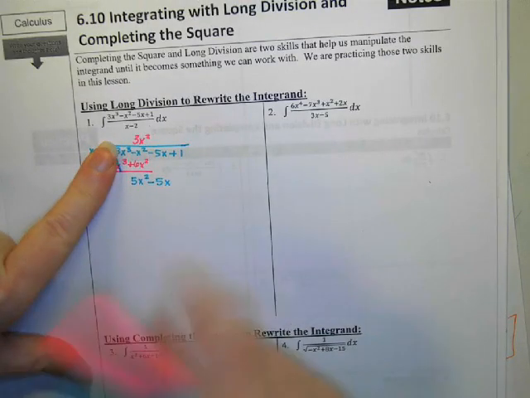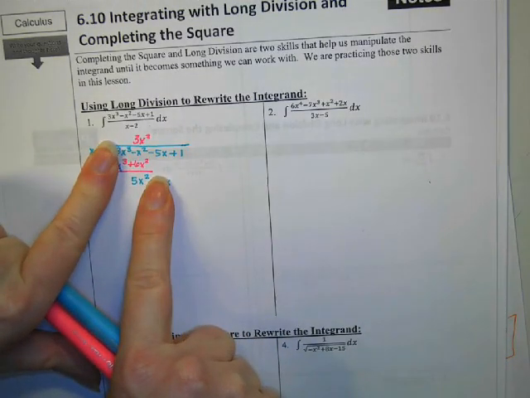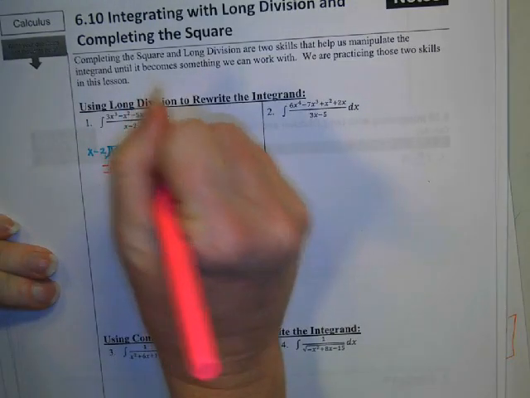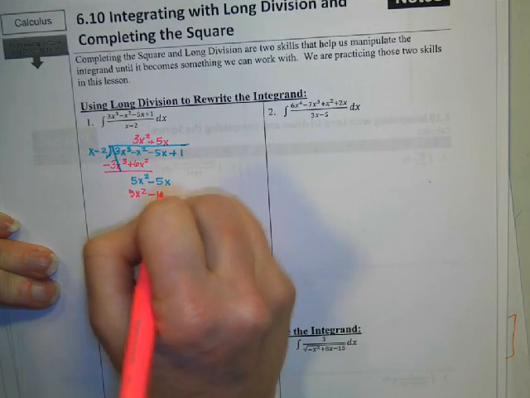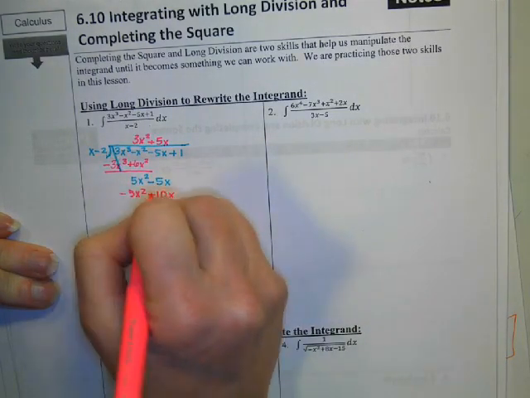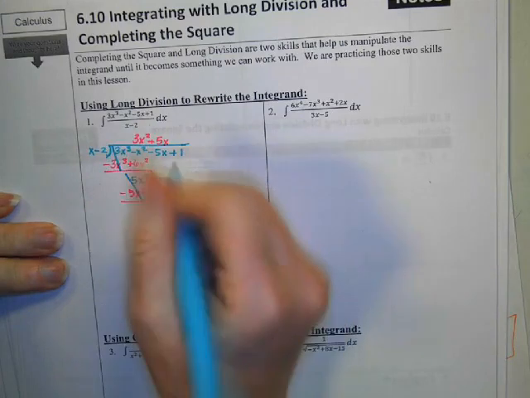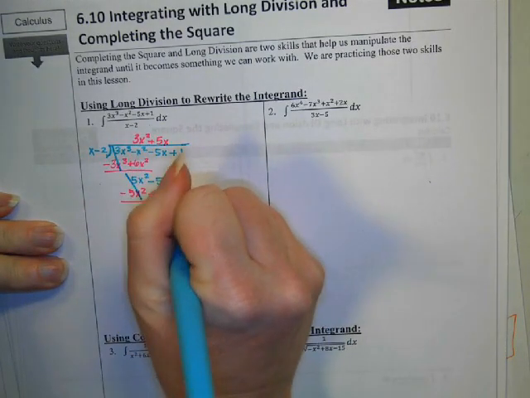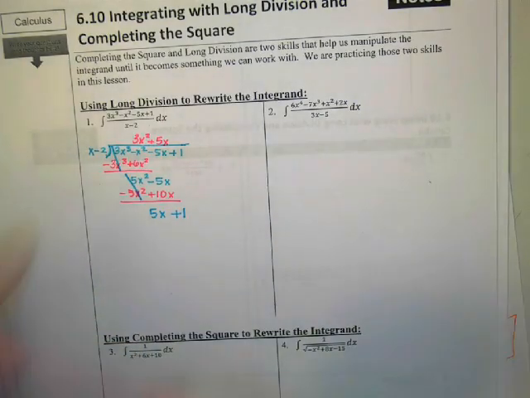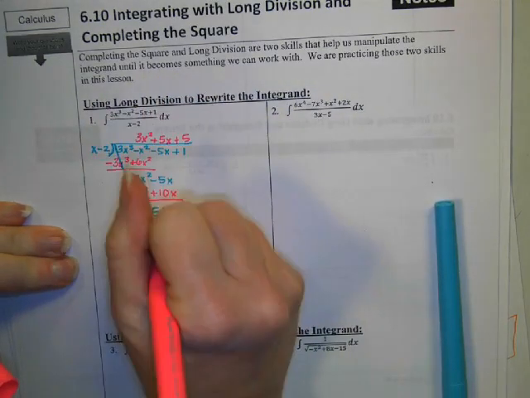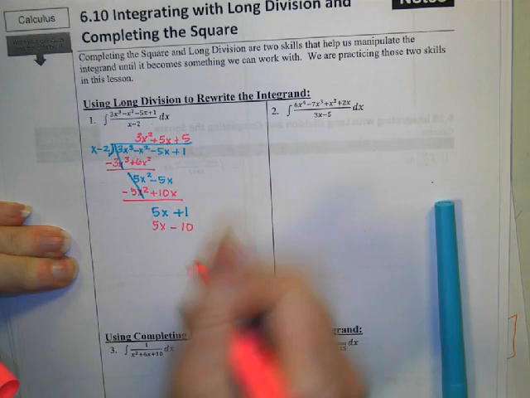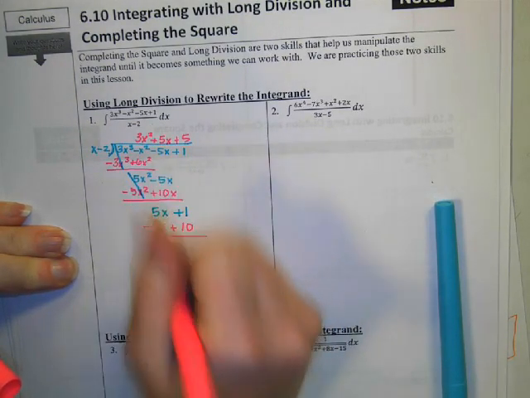What would I have to multiply x by in order to get 5x squared? 5x. So positive 5x, and we'll line it up on top of the x values. Multiply 5x times x is 5x squared. 5x times negative 2 is negative 10x. Change the signs on everything on bottom and add straight down. 5x squared is canceled. This is positive 5x. Bring down plus 1. What would you have to multiply x by in order to get 5x? 5. So I'm going to put plus 5. Multiply and get 5x minus 10. Change the signs on everything underneath and add straight down.